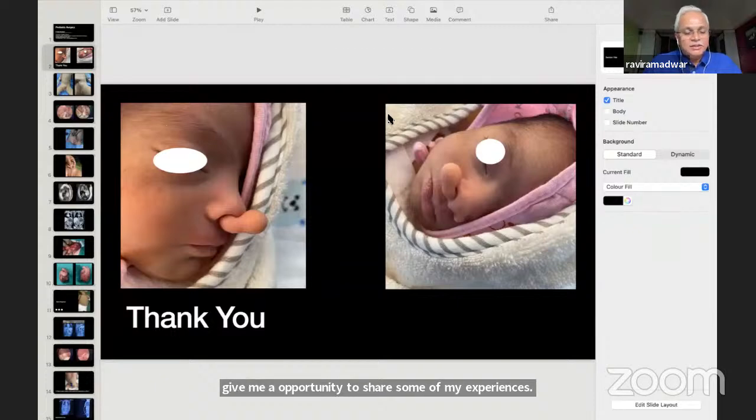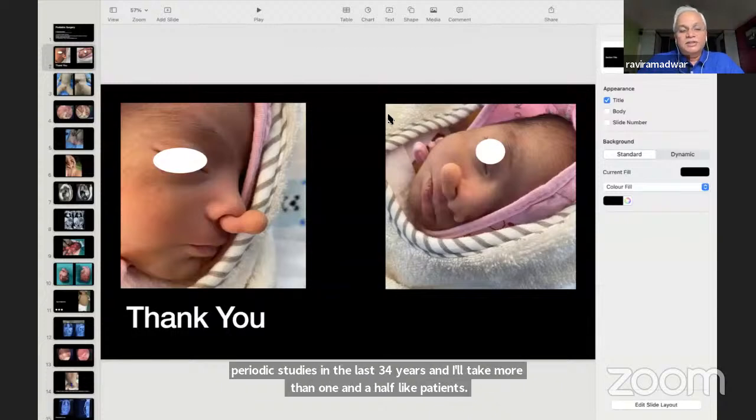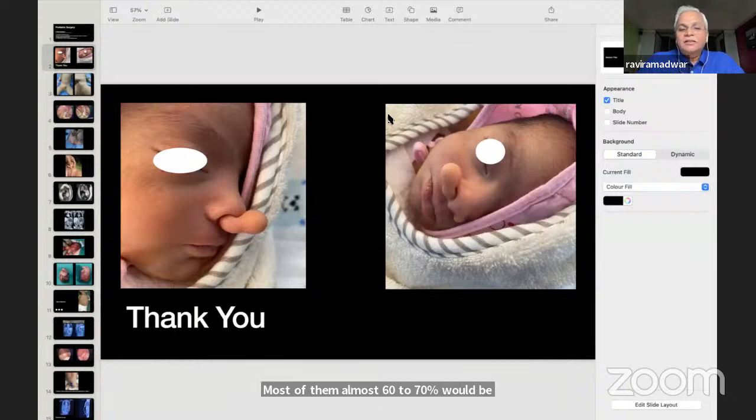Sometimes what happens is we have been looking after these patients. I've been practicing in pediatric surgery for the last 34 years and have operated on more than 1.5 lakh patients. Most of them, almost 60 to 70%, would be complex surgeries. And we still get these very interesting patients coming into our OPDs and we operate on them. I would like to thank all my patients for giving me the opportunity to treat them, their parents, the referring doctors, my anesthesia team, the OT team, and everybody else involved in the care of children. I think we all owe a big thank you to them.